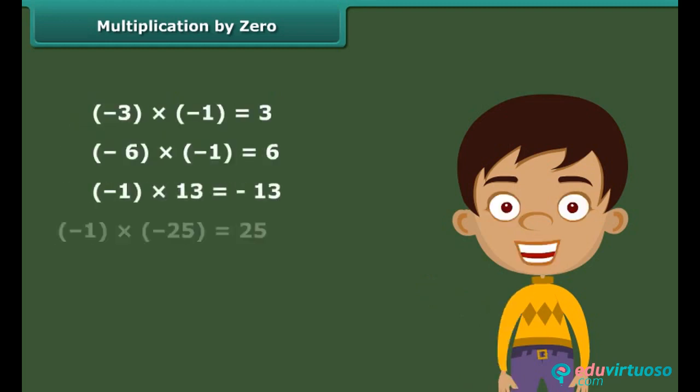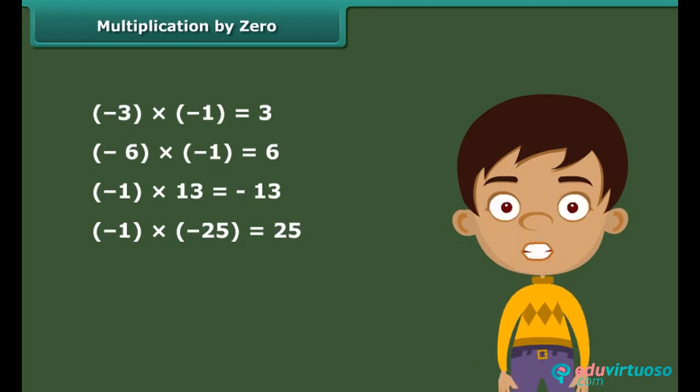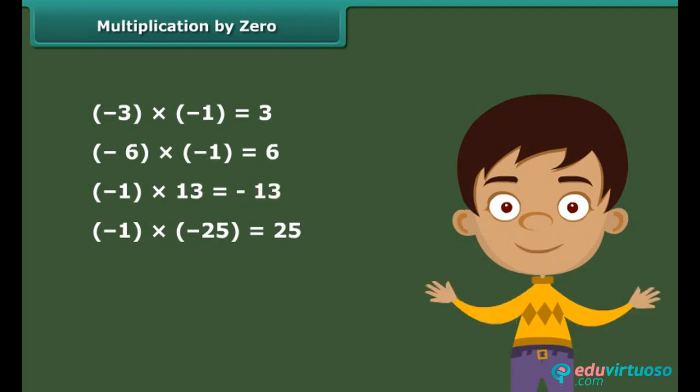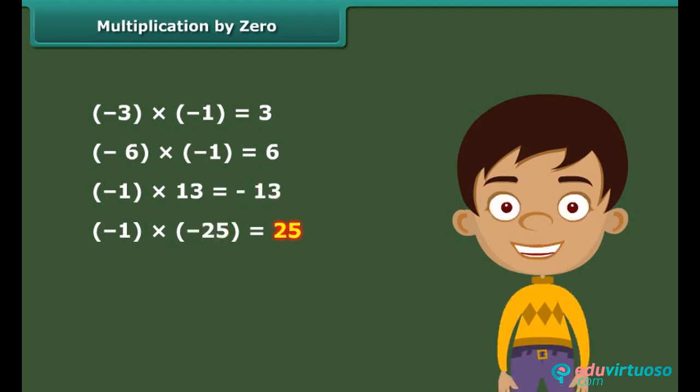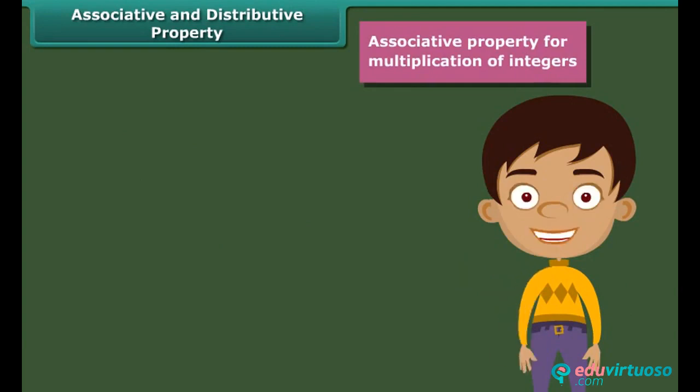But when we multiply any integer with minus 1, we get the additive inverse of the integer. In these examples, minus 3 has become 3, minus 6 has become 6, 13 has become minus 13, and minus 25 has become 25. The product of three integers does not depend upon the grouping of integers, and this is called the associative property for multiplication of integers.